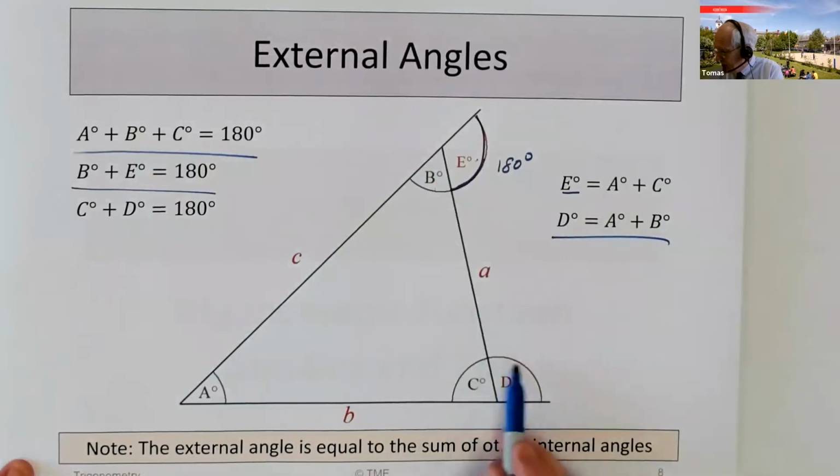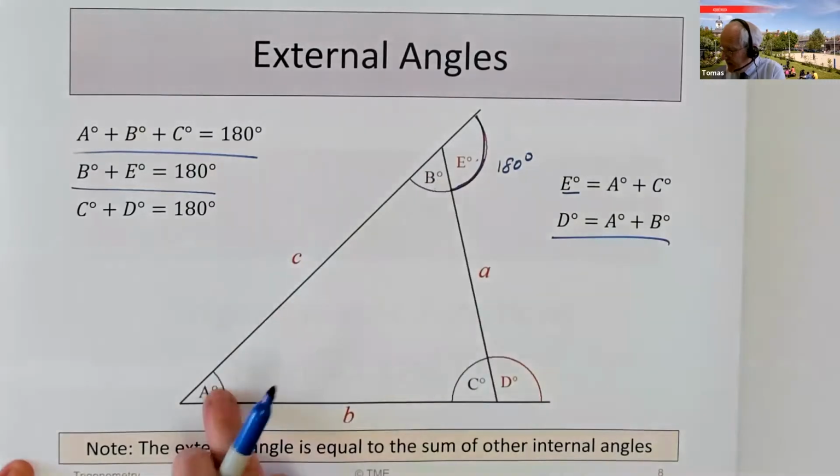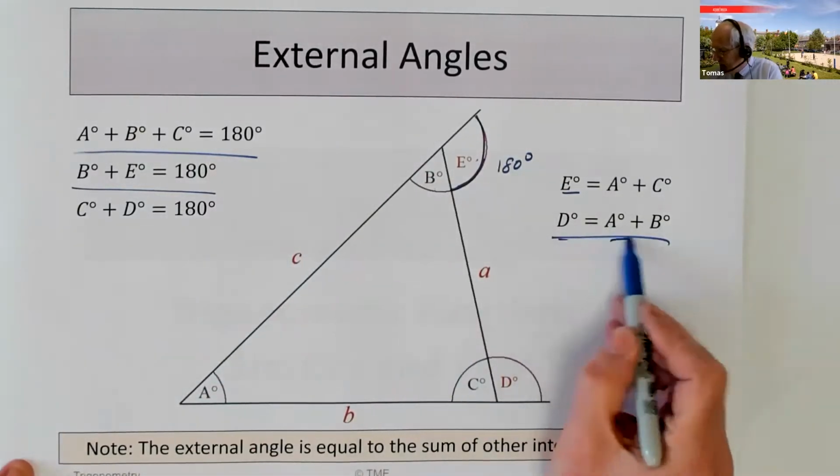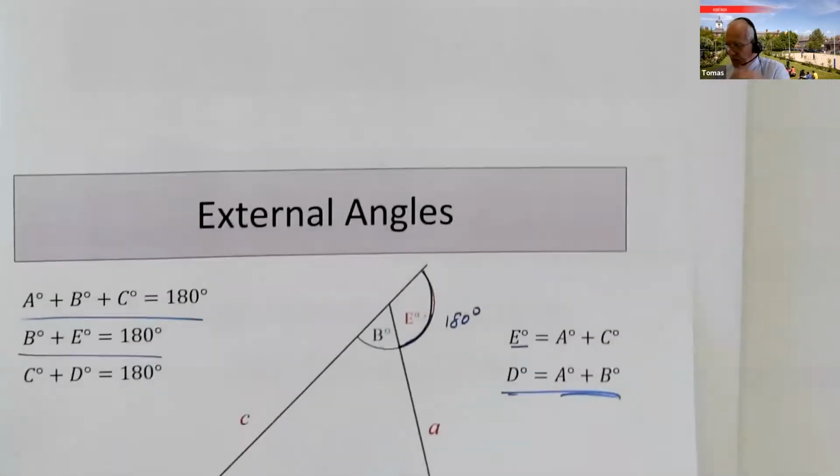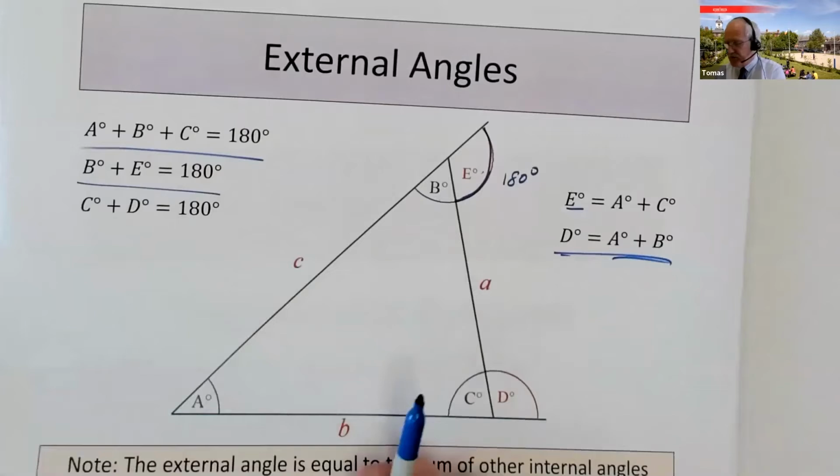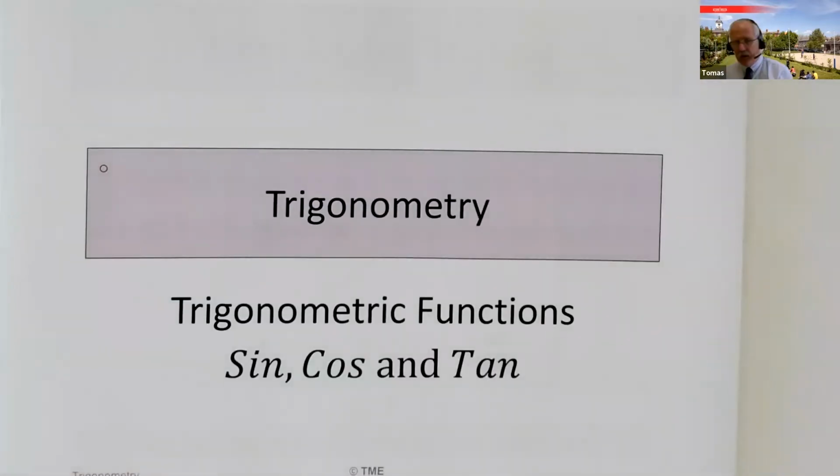And similarly down here, if we take the angle D, D plus C is 180, but D plus B and A is 180. So D must equal A plus B. And we'll use those theorems as we do some of the questions. So that's just, I suppose, a summary of what the triangles are and some of the language in it.